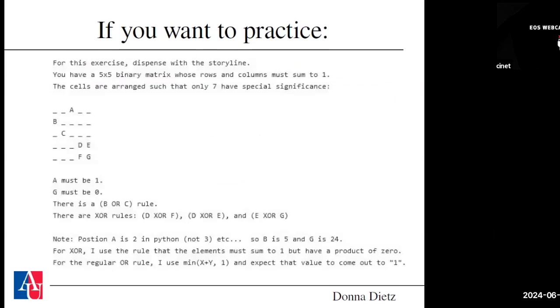Okay, cool. So if you want to practice, do a 5x5 grid. And let's just assume A has to be 1. So you make this grid with a Brooks problem. A has to be 1. G has to be 0. There's a rule: B or C, or both, right? Or means either or both.